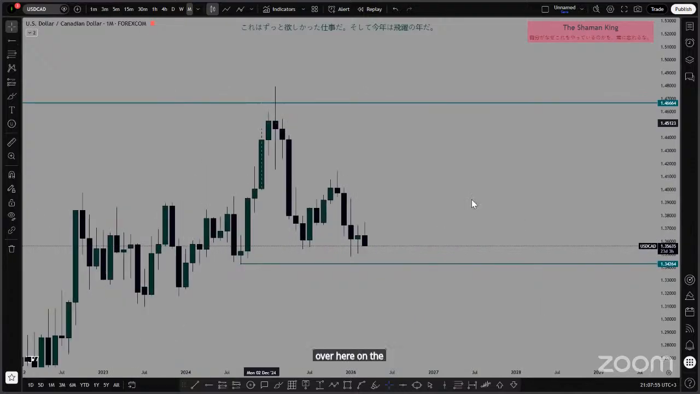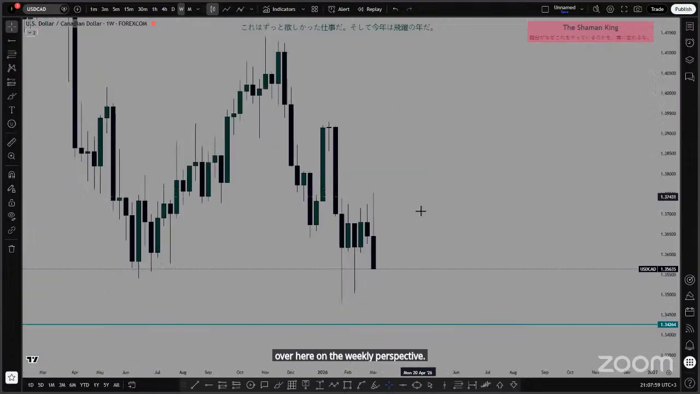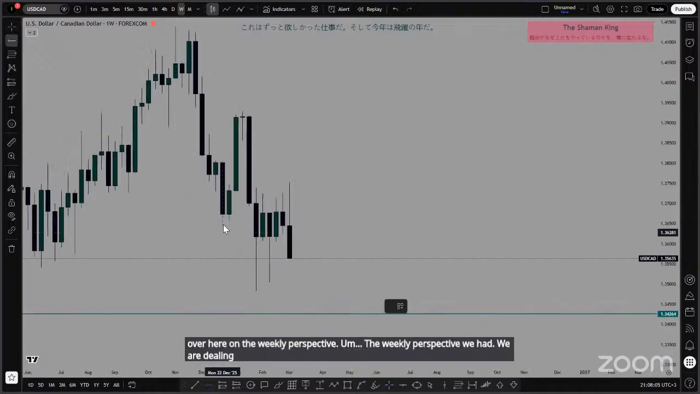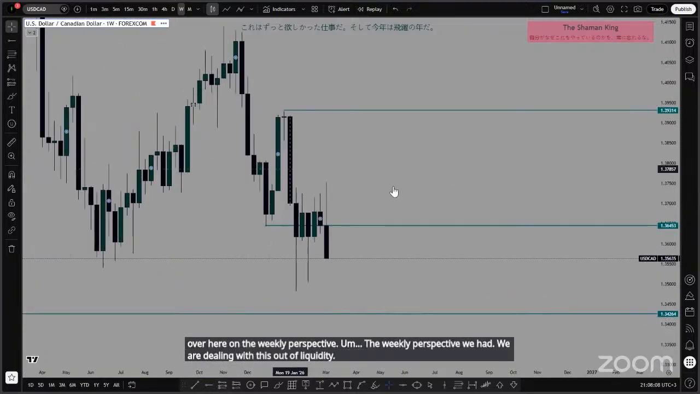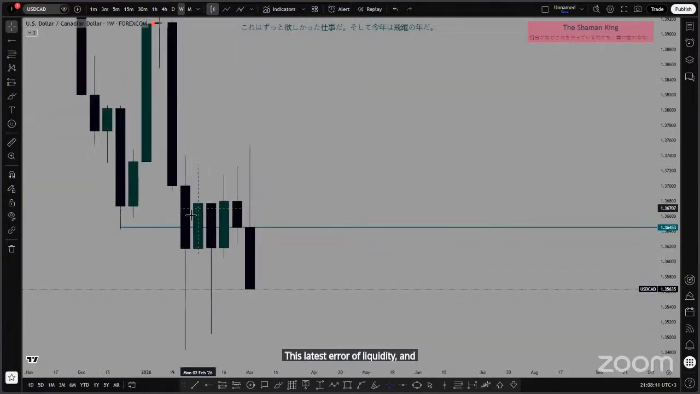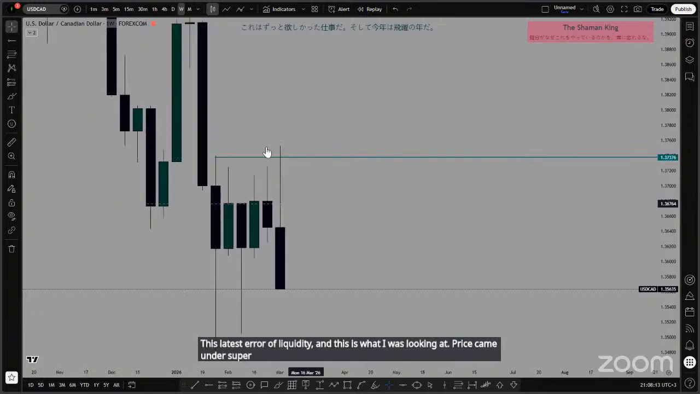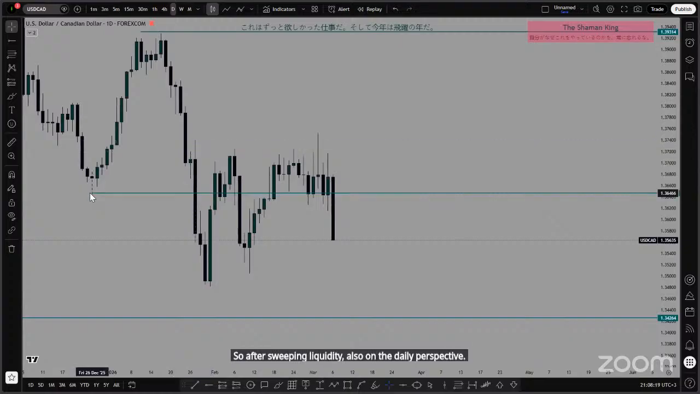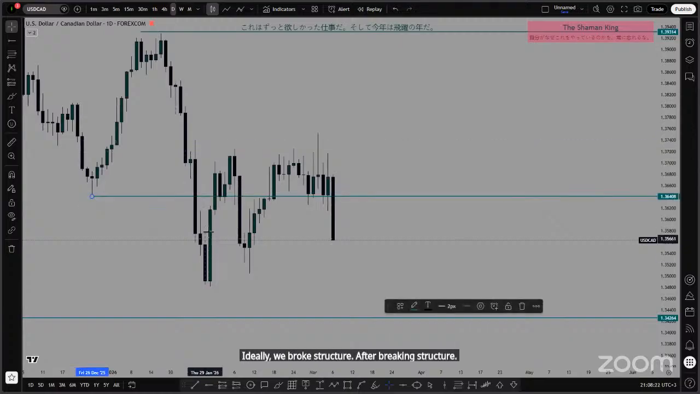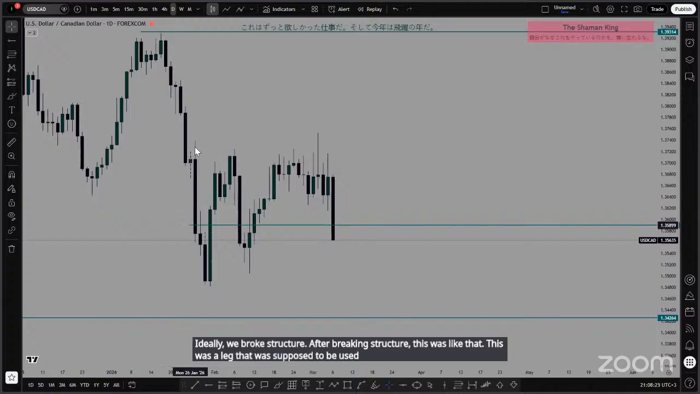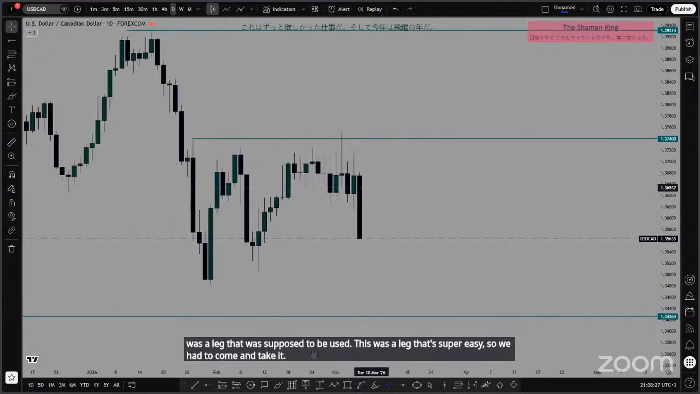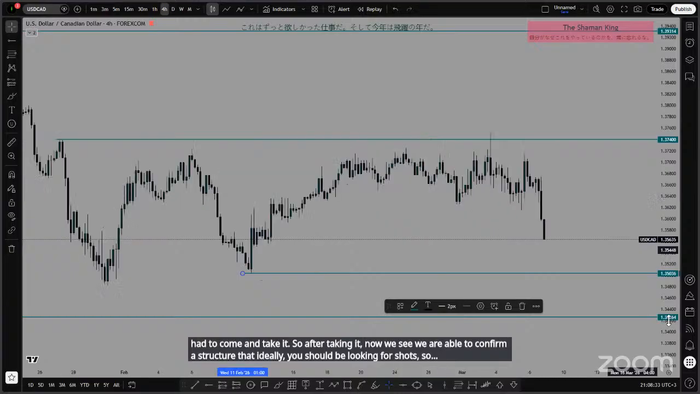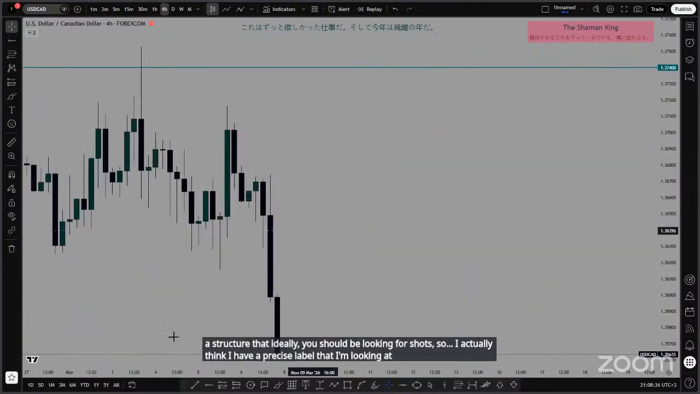On the weekly perspective, we were dealing with this area of liquidity, this latest area of liquidity, and this is what I was looking at. Price came and swept liquidity. After sweeping liquidity, also on the daily perspective, ideally we broke structure. After breaking structure, this was a leg that was supposed to be used. This was a leg that swept liquidity, so we had to come and take it. After taking it, now we are able to confirm a structure where ideally you should be looking for shorts. So I think I have a precise level that I'm looking at, because I was waiting for it.